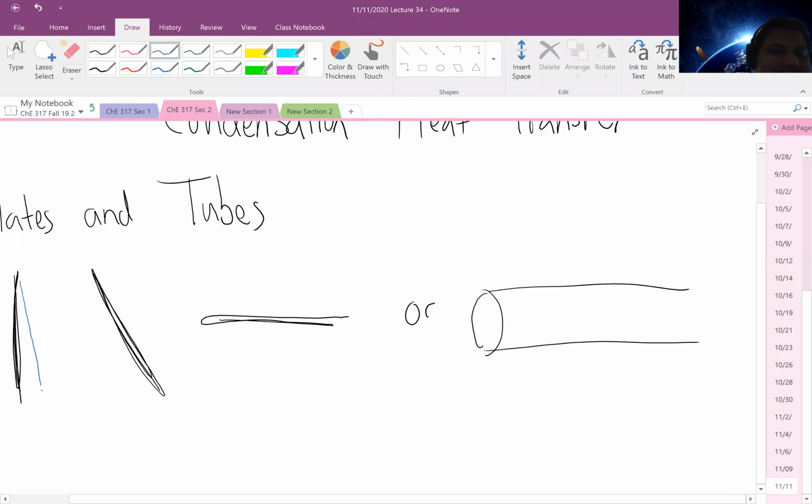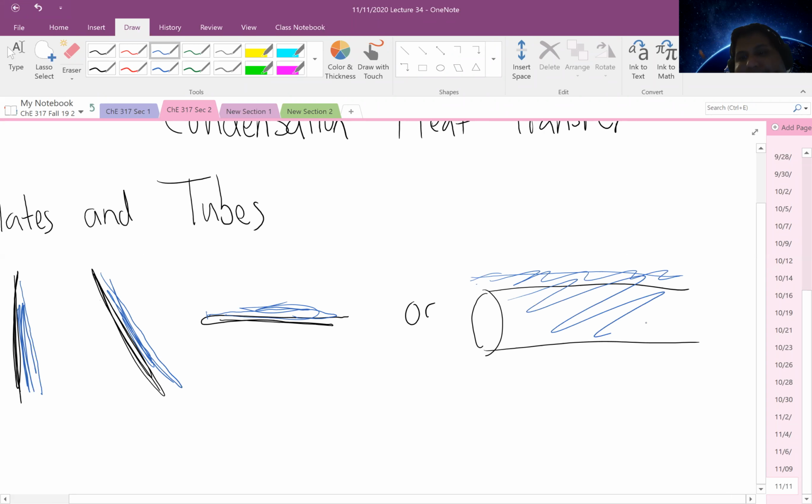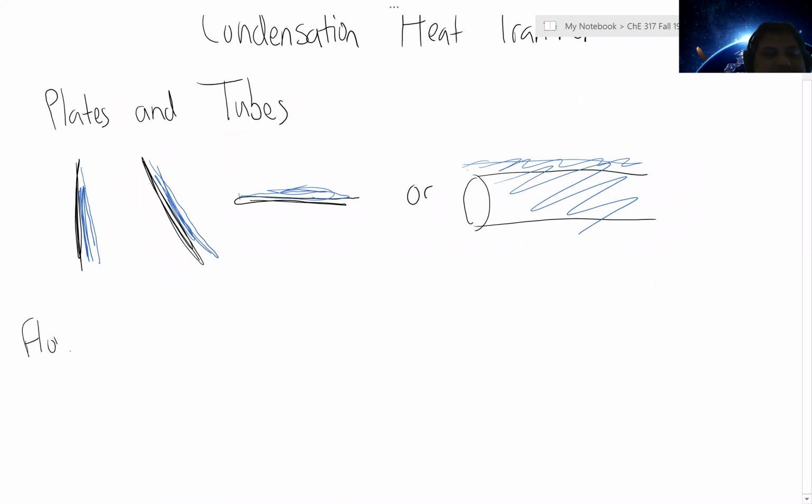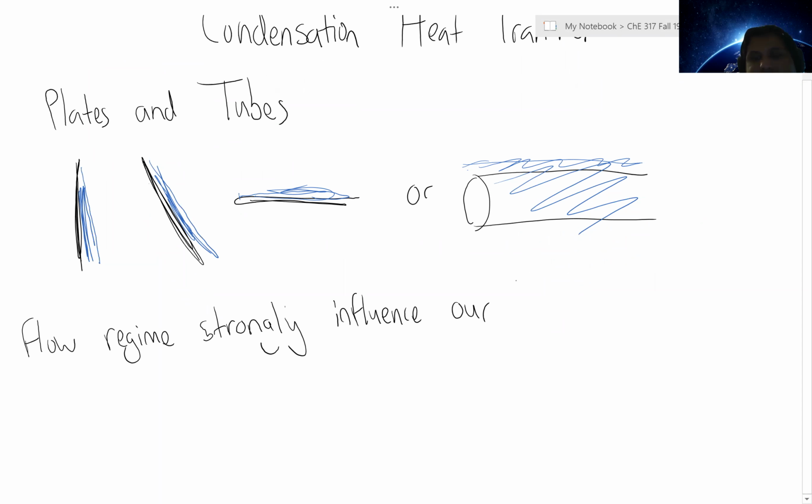And because drawings are important, we're going to say, we can have condensation of some form around these surfaces, right? And we stated that the flow regime is important or strongly influences our heat transfer. Or I should say heat transfer rate.